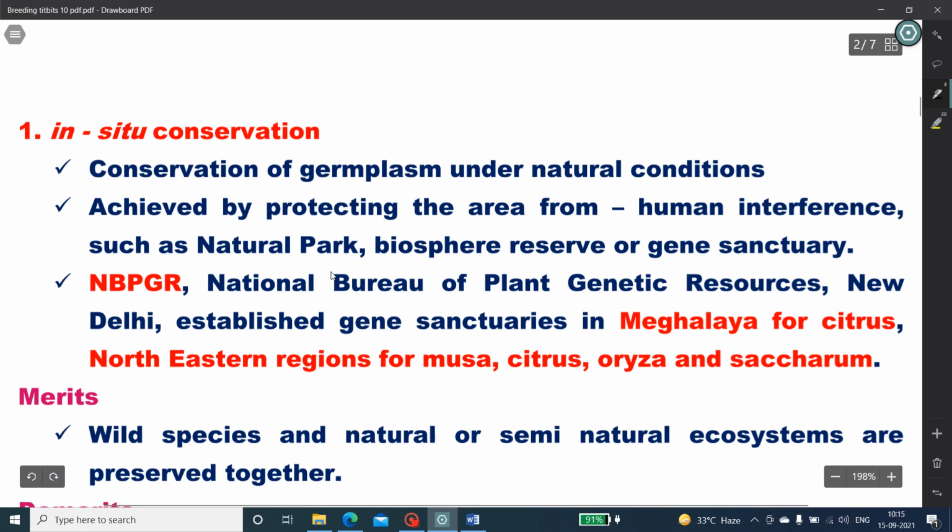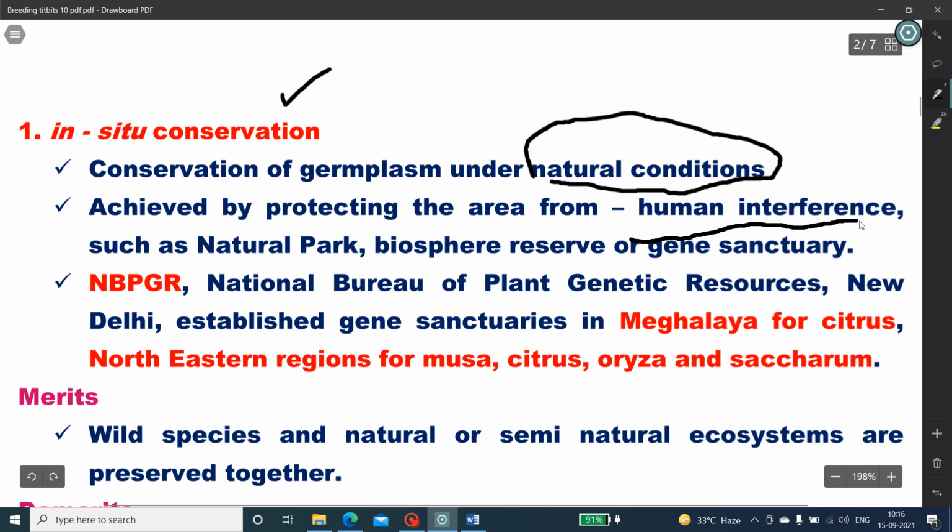First, we will discuss in situ conservation. It is conservation of germplasm under natural conditions. This is more important and this is achieved by protecting the area from human interference, and also animal interference. The examples for in situ conservation are natural park, biosphere reserve and gene sanctuary.